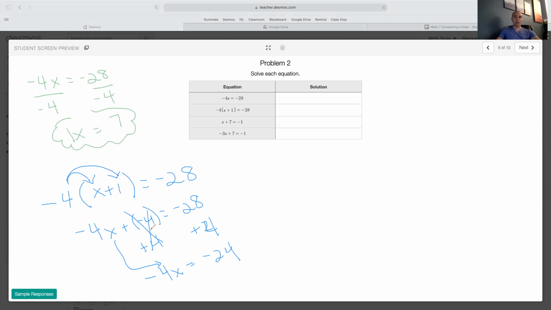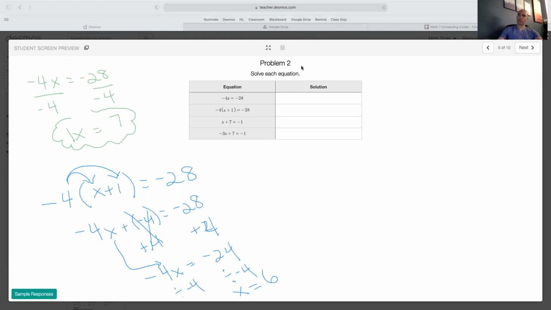Now I need to divide both sides by negative 4, right? Because I'm trying to get rid of this multiplying by negative 4 here, but I got to do it to both sides. And what I'm left with is x equals 6. Sorry, my work got all diagonal there. I wasn't expecting to use that much space to solve that one.